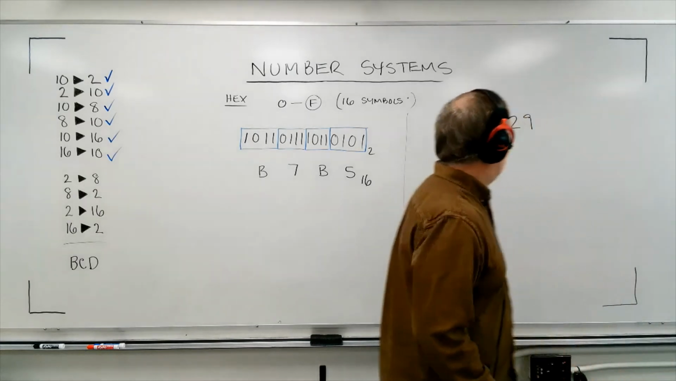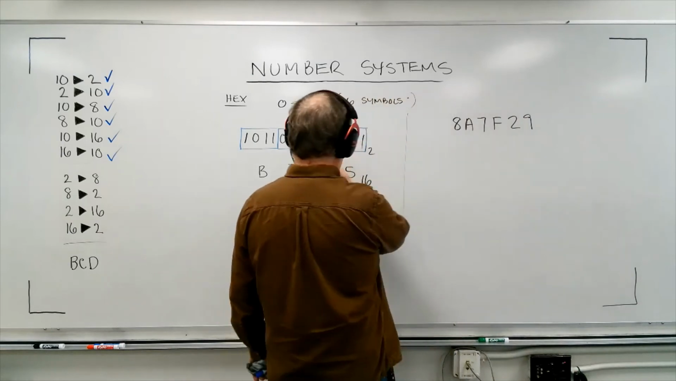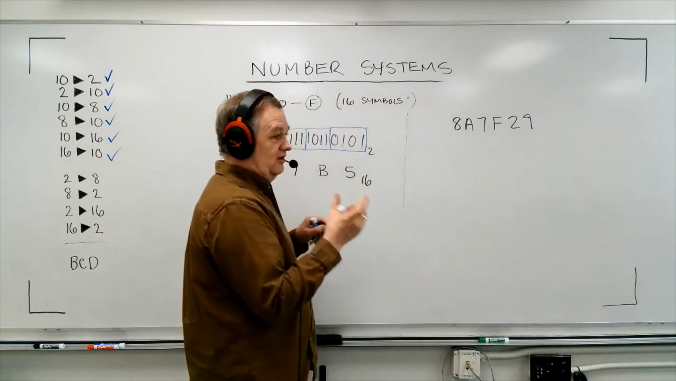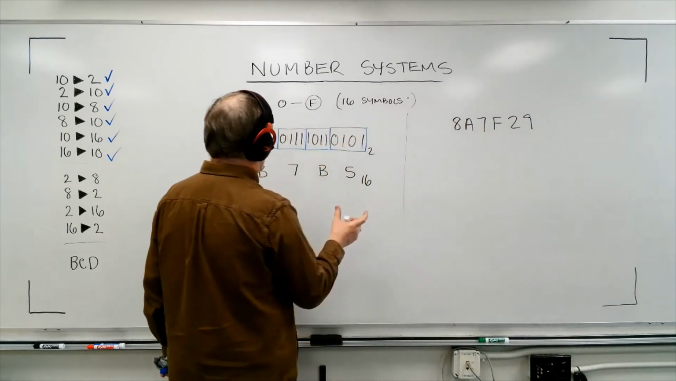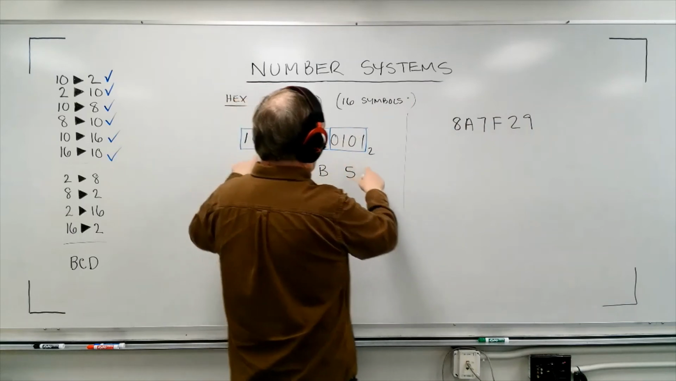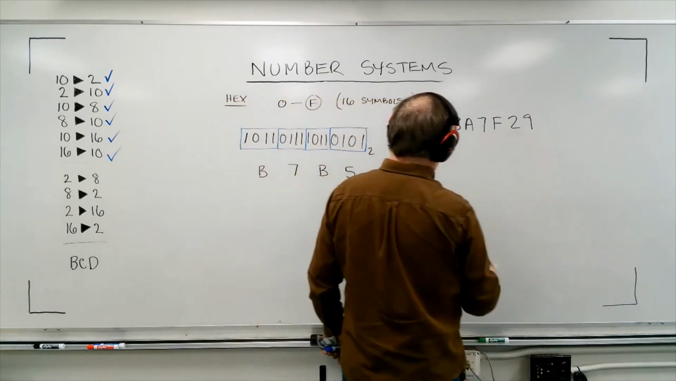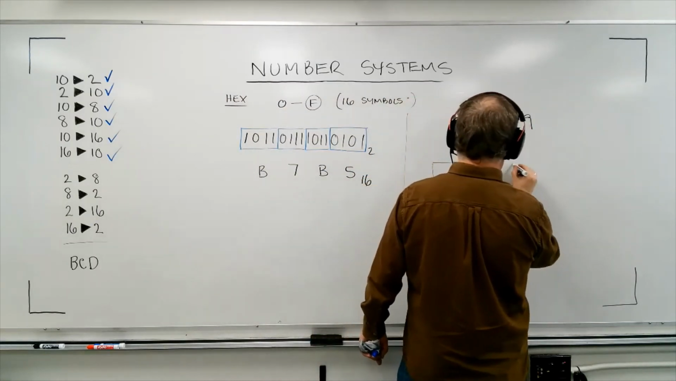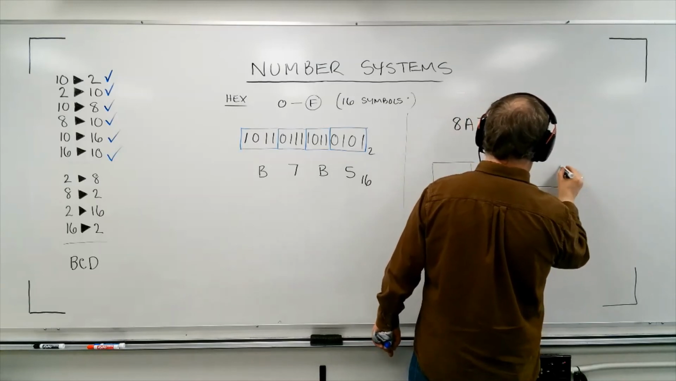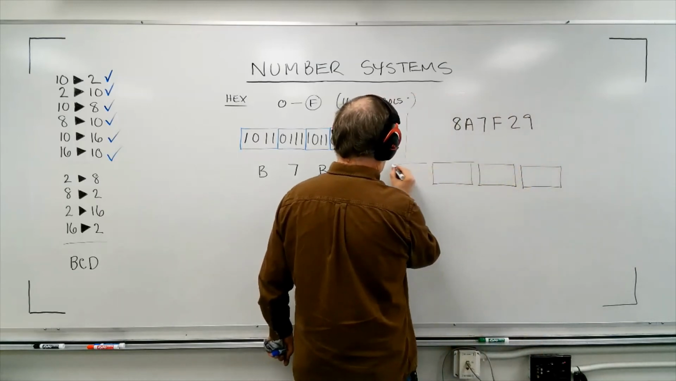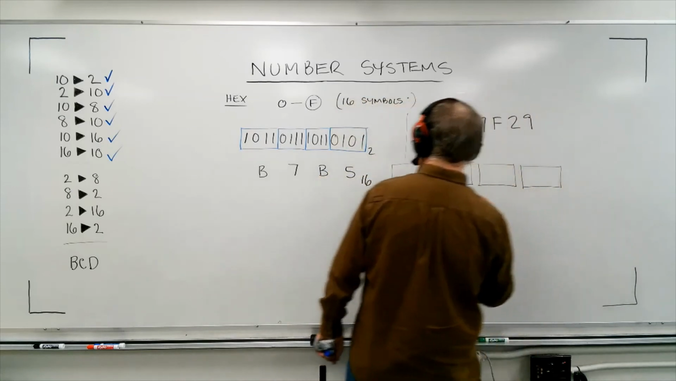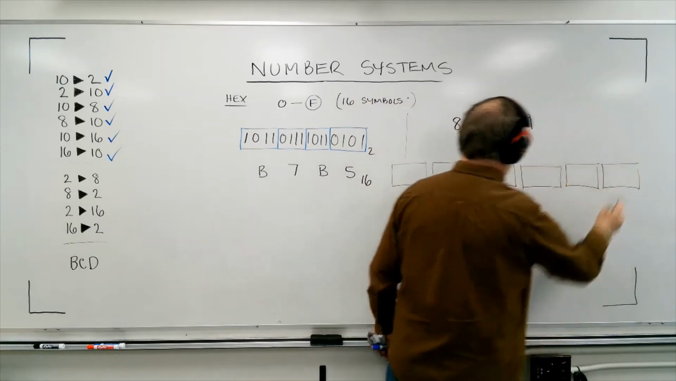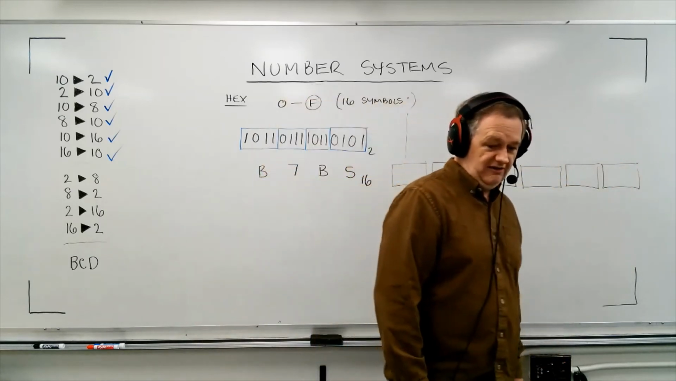Remember, each one of these is going to need 4 pieces of binary information. Here I had literally 4, now I've got 1, 2, 3, 4, 5, 6. So I'm just going to need more boxes, and they're going to look like this. 1, 2, 3, 4, 5, 6.